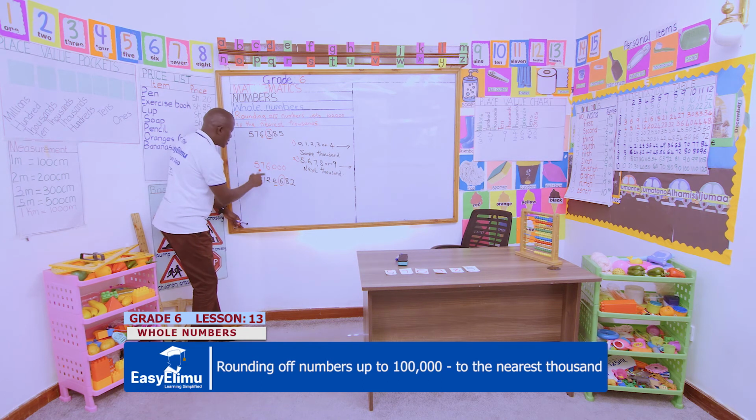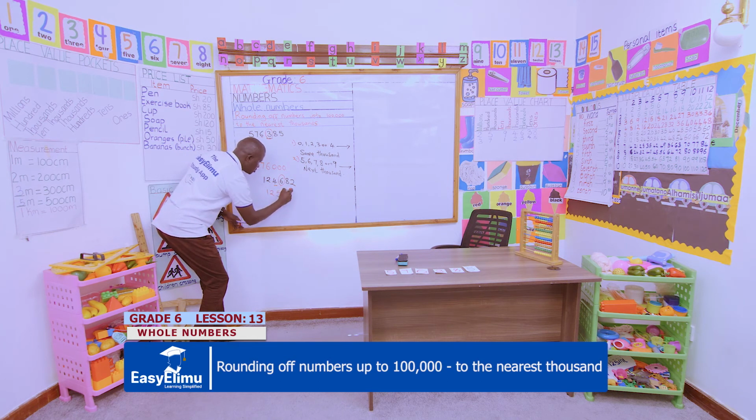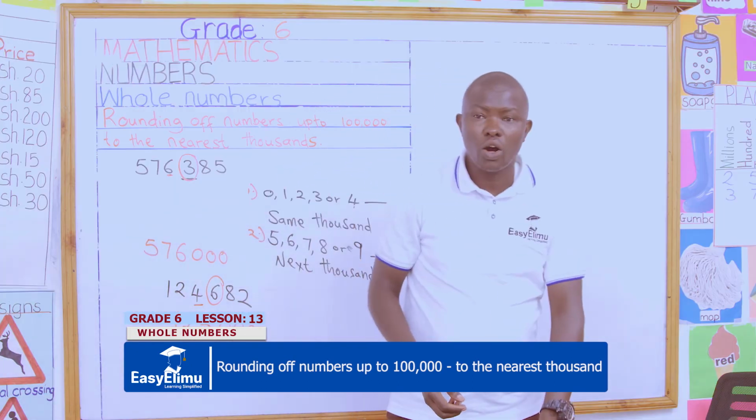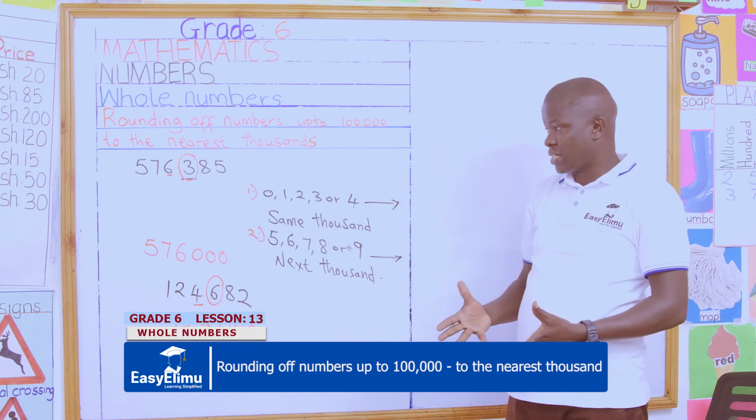So this number, 124,682, when rounded off to the nearest thousand, becomes 125. And we replace the other 3 digits with zeros, so it becomes 125,000. That is how we round our number to the nearest thousand.